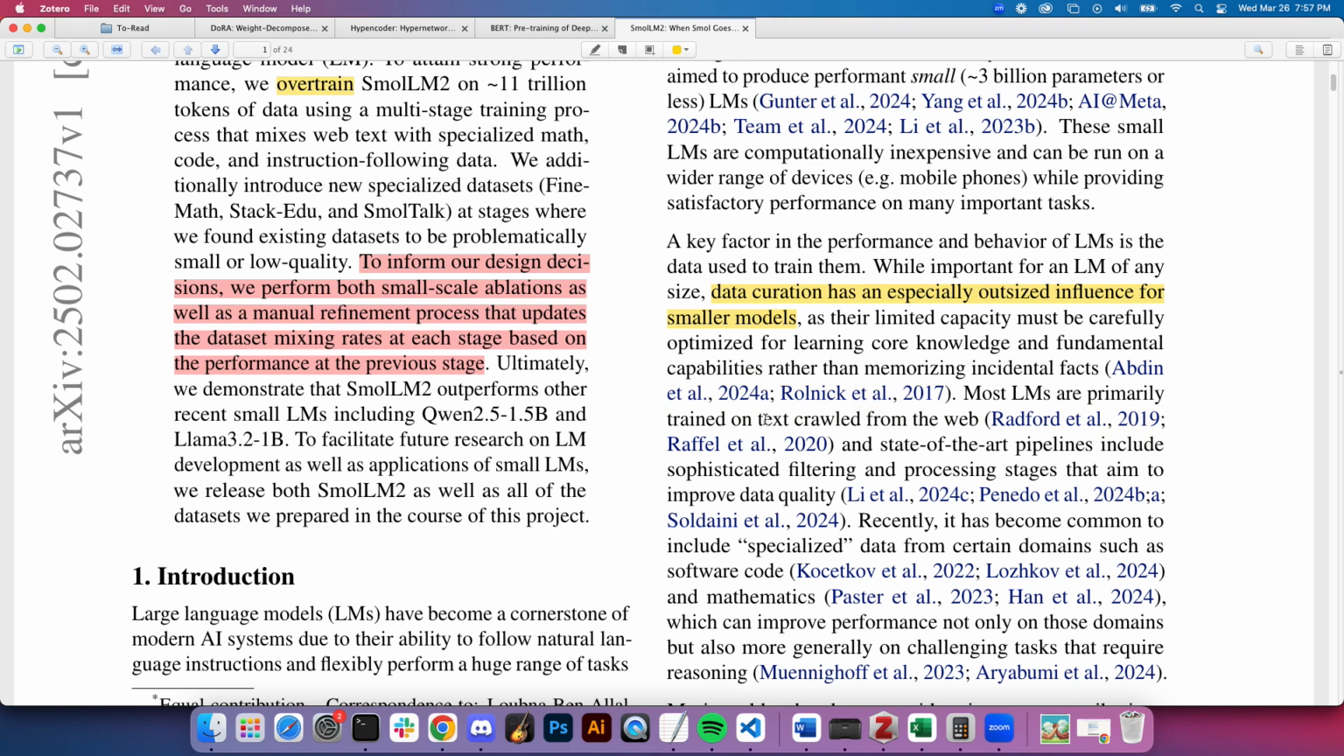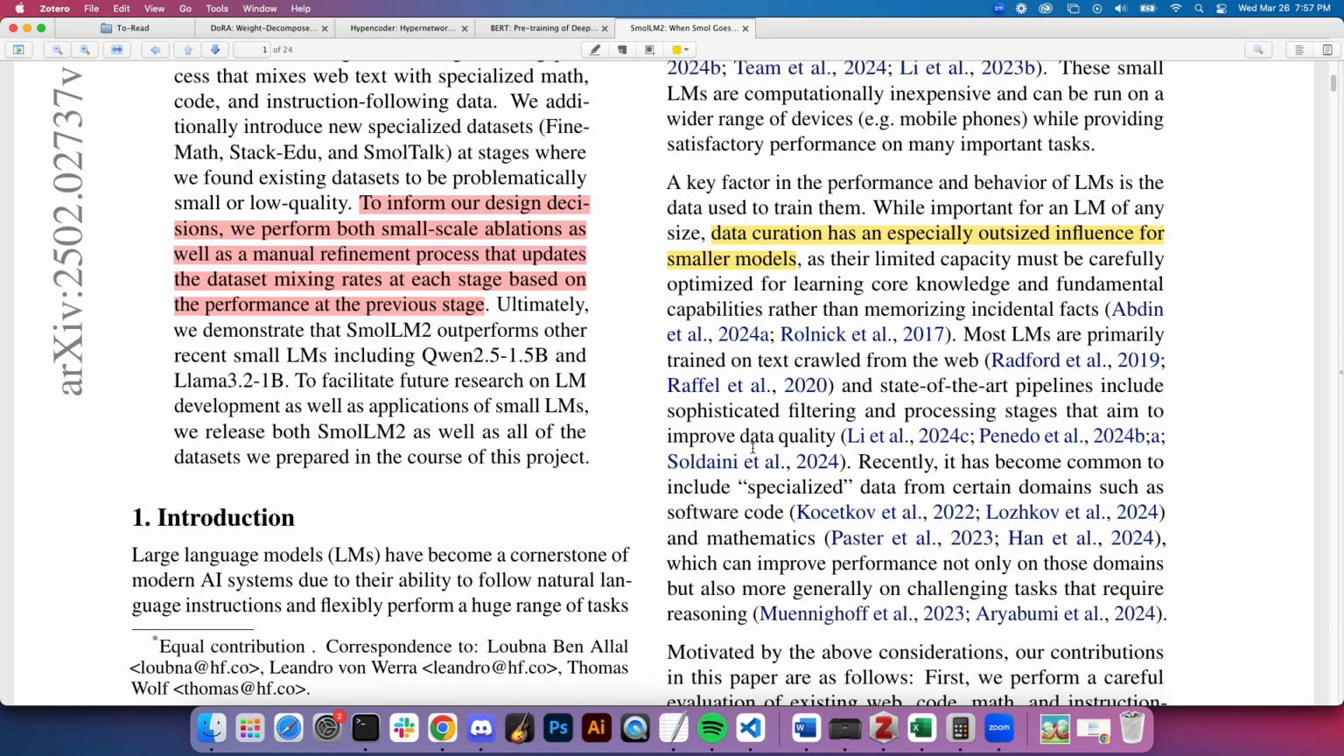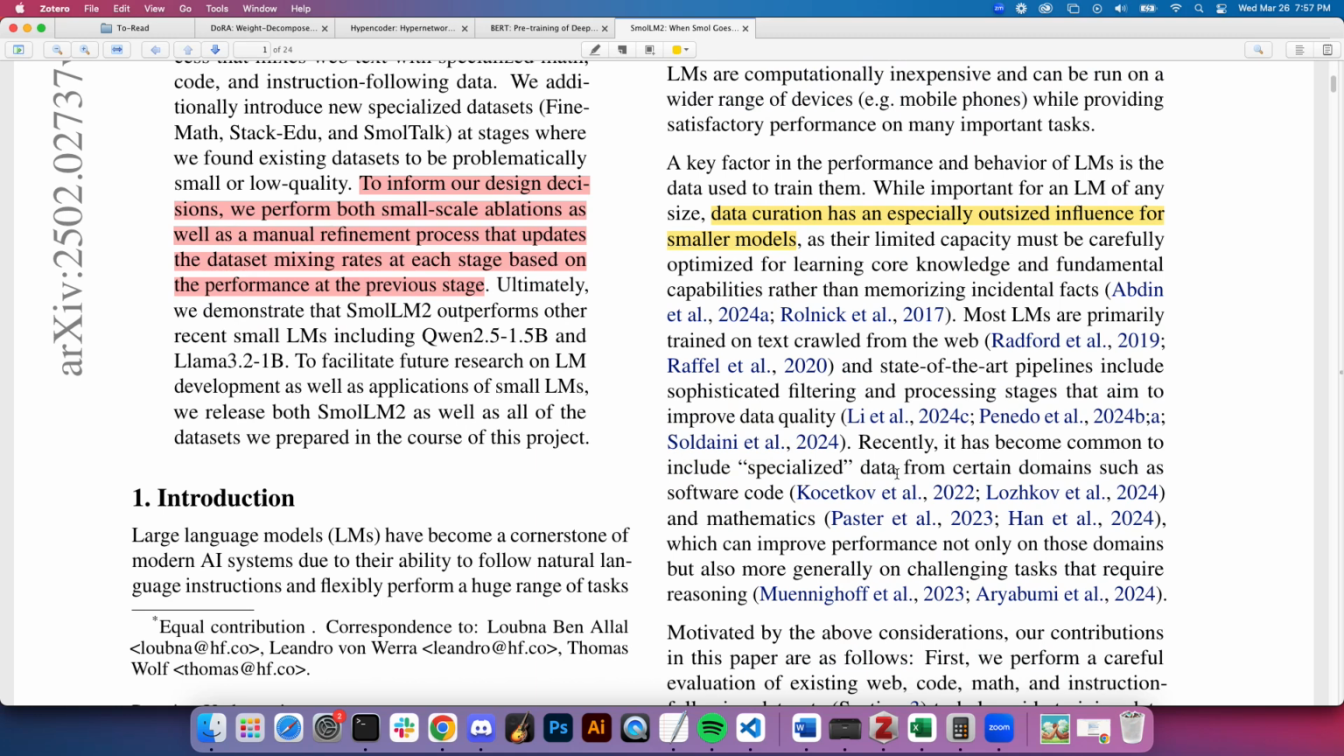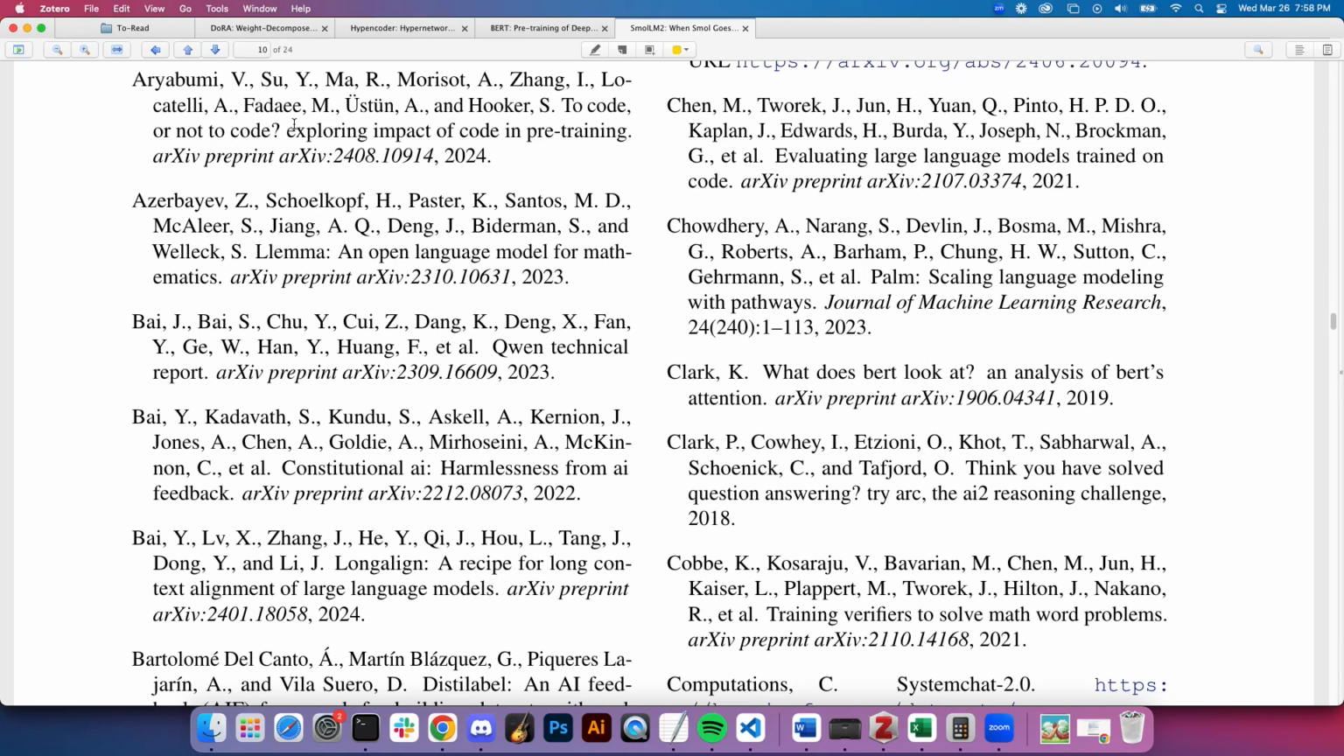Language models are primarily trained on text from the web with sophisticated filtering and processing stages. Specialized data is included, like software code and mathematics, and that not only improves performance, but also more generally on challenging tasks that require reasoning. So that's something, yeah, I would assume, I think it was this year, or I guess last year, To Code or Not to Code, exploring the impact of coding. Let's give that a look.